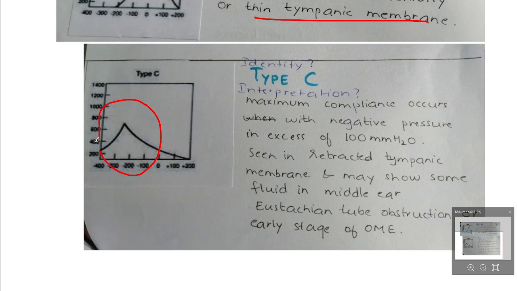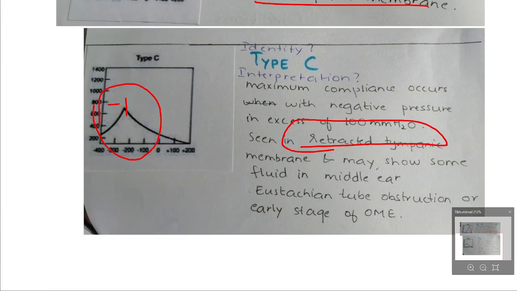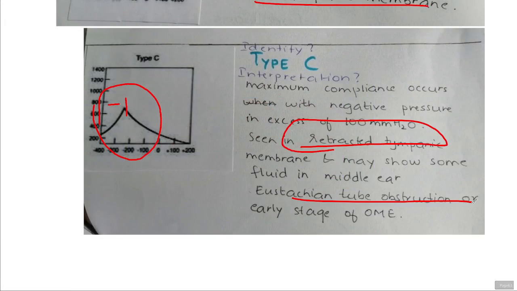This is type C again, due to the negative pressure. It can be seen in a retracted tympanic membrane due to eustachian tube problem, eustachian tube obstruction, or the early stage of otitis media with effusion, because the effusion will also block the eustachian tube.